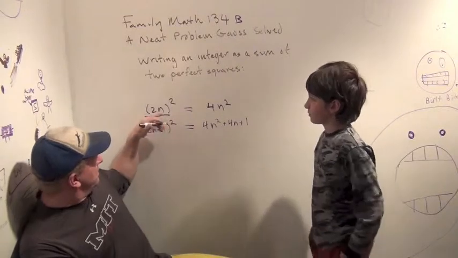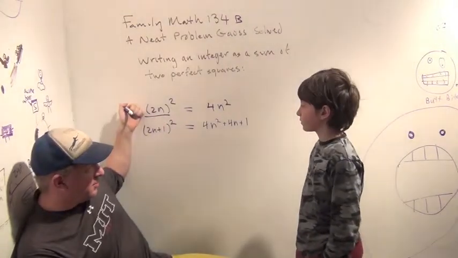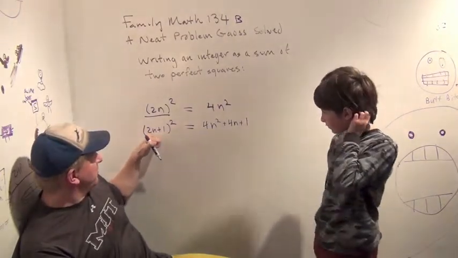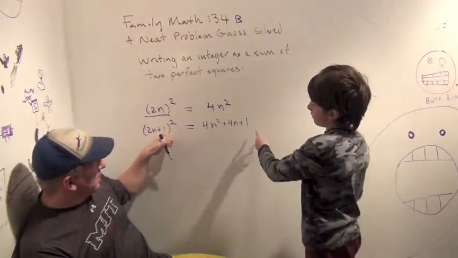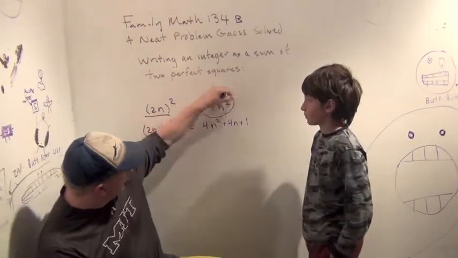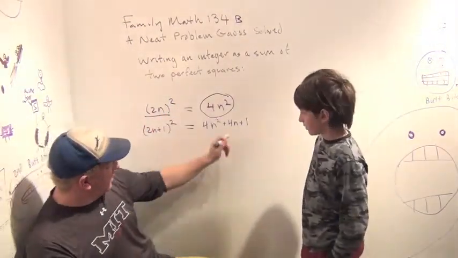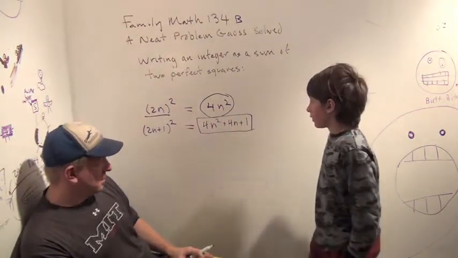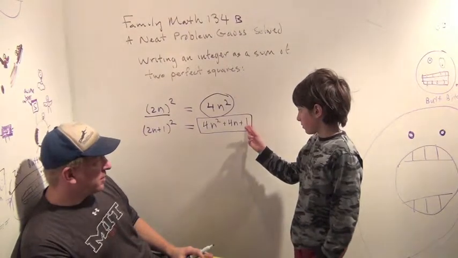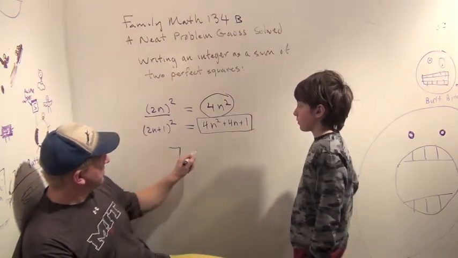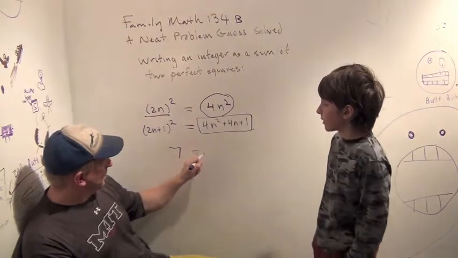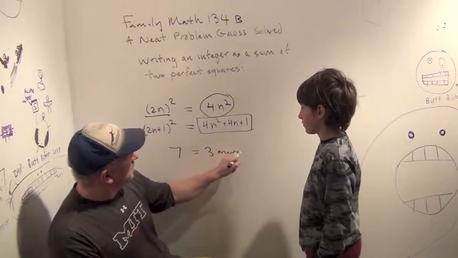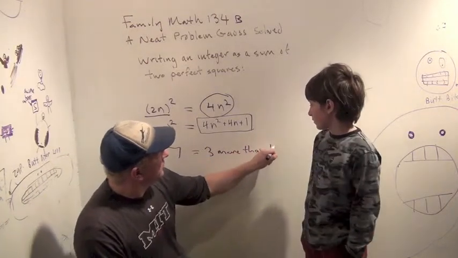So, this is an even number. All even numbers are multiples of 2. This is an odd number. All odd numbers are some multiple of 2 plus 1, right? And here I get a multiple of 4. And interestingly here, what do I get in terms of a multiple of 4? I get one more than a multiple of 4. Now what can you say about 7 in terms of a multiple of 4? It's 3 more than a multiple of 4.